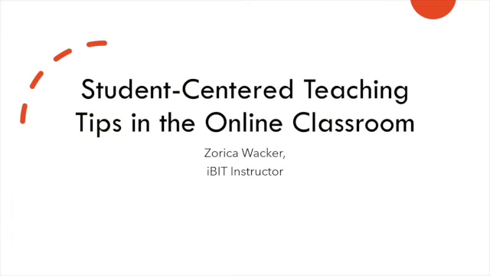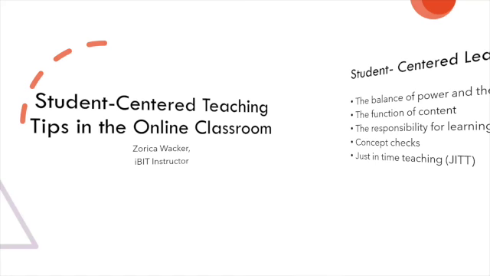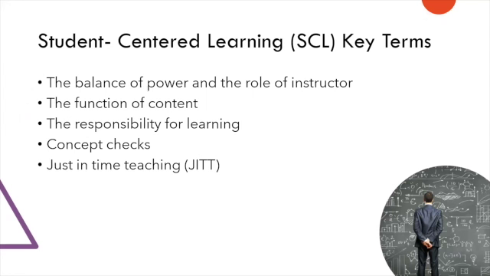So I would like to start with key terms from the literature: the balance of power and role of instructor, function of content, responsibility for learning, concept checks, and just-in-time teaching. All of these and many more are in the literature of student-centered learning. But in general, what we are all trying to do is to create a classroom as a collaborative environment where students are active participants, not passive participants.